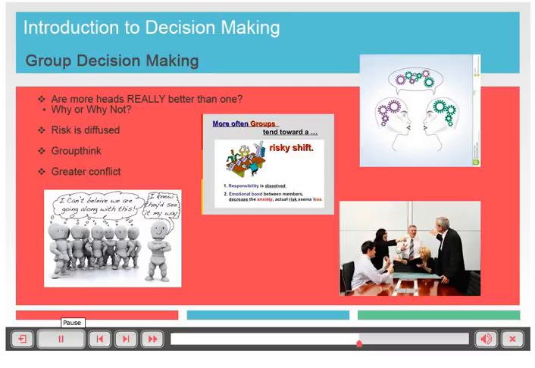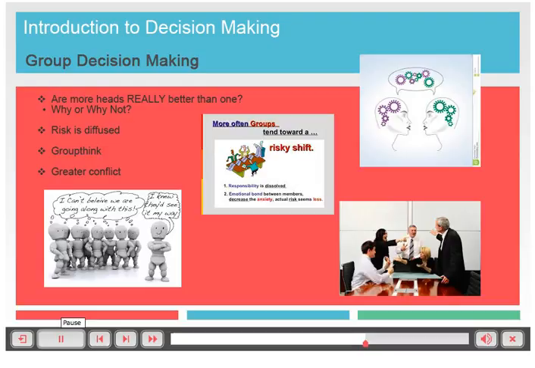While we've talked a bit about how individuals make decisions, most of the time we are working within groups to make decisions, and we'll spend a class addressing different ways we make decisions within groups. There are pros and cons. Not every decision should be made by a group, so hence the comment, are more heads really better than one? Well, why or why not? Sometimes it is important to have multiple perspectives of individuals focusing on a project. You get more creative outcomes, you're more likely to address problem-solving issues, but here's the challenge.